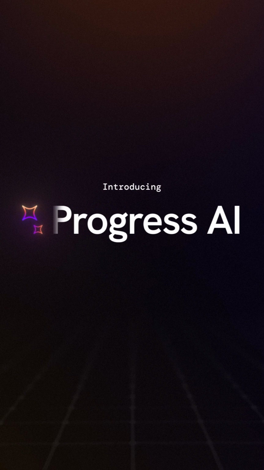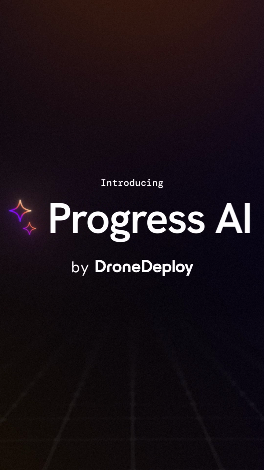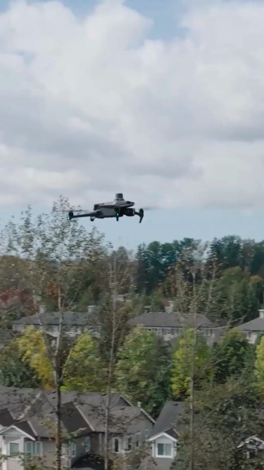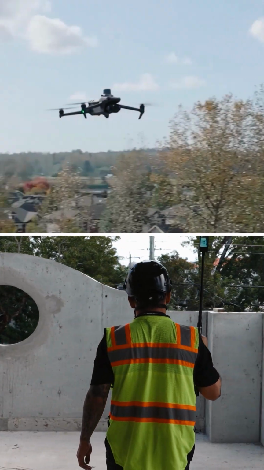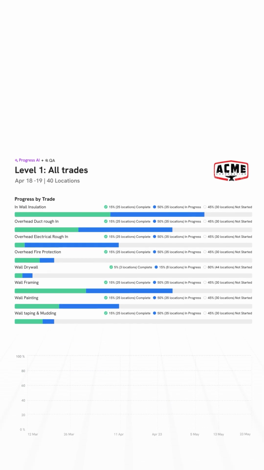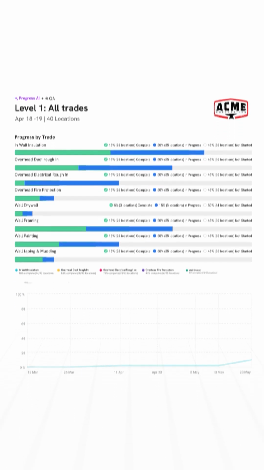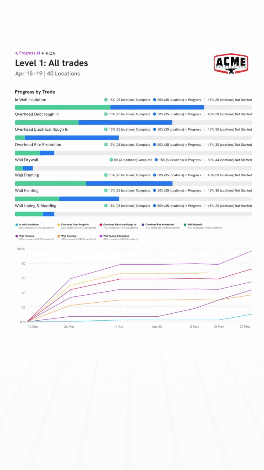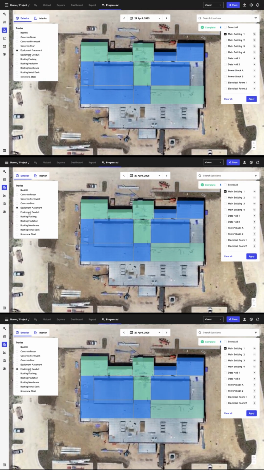Progress AI. Now you can track progress automatically. Just capture your site with a drone or 360 camera, and Progress AI does the rest. Get full progress breakdowns in minutes, not days, including percent complete and trade activity by date and location and installed work across 80 plus trades.